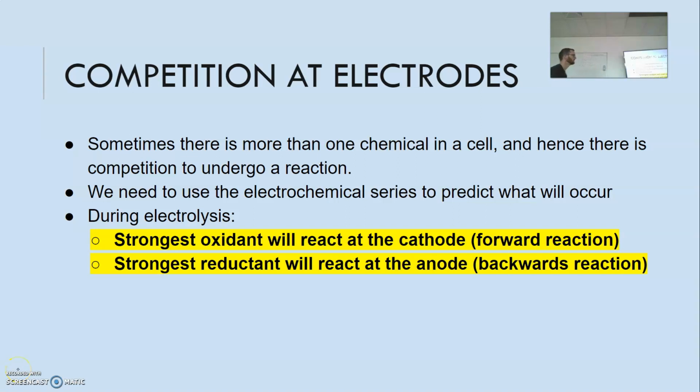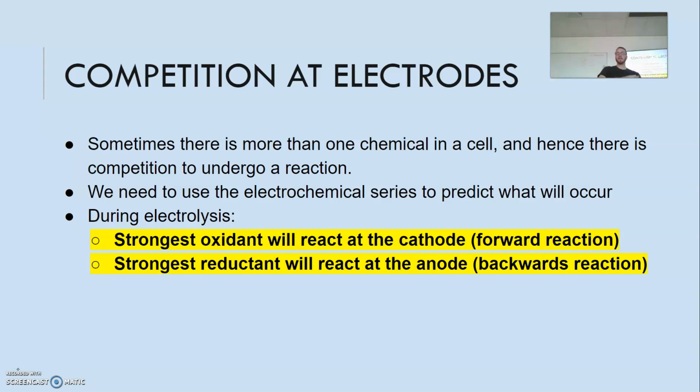Two that we need to consider: competition at electrolytes. So this is leading into electrolysis of molten salts and of aqueous solutions, where sometimes more than one chemical is involved. So far, we've only looked at molten salts, so there's only two things to consider.